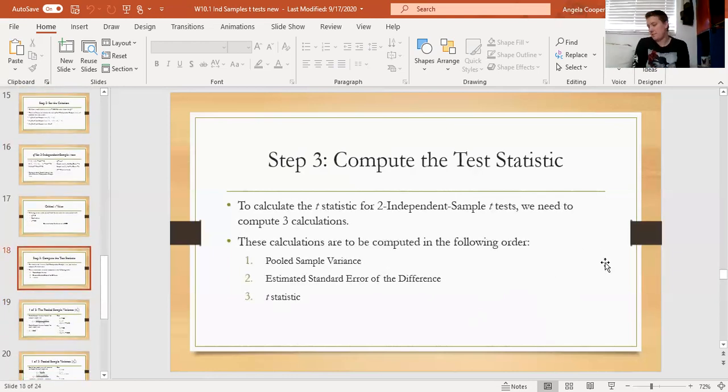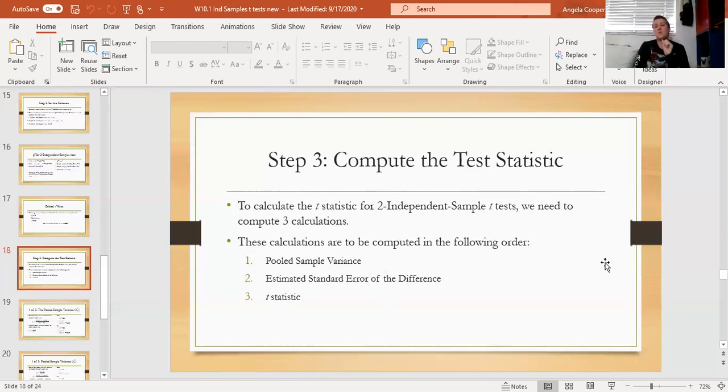Now that we have that, it is time to compute the test statistic. Now, this is not the same as one sample t or one sample z. However, if you just take it slowly, one step at a time, we'll get it. It's a long, kind of irritating process, but it will be done.